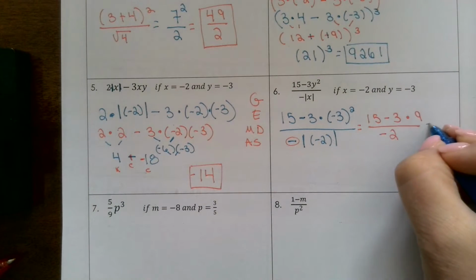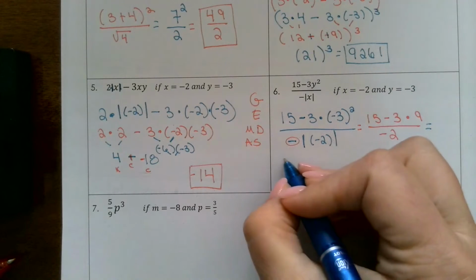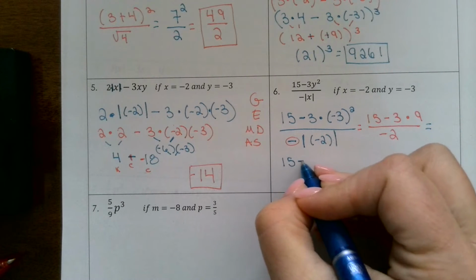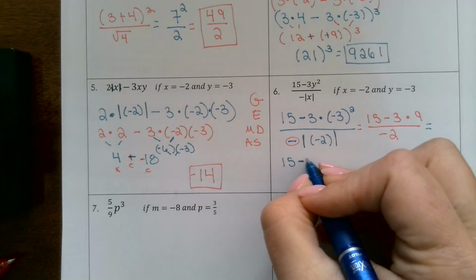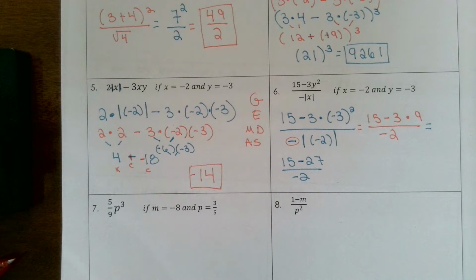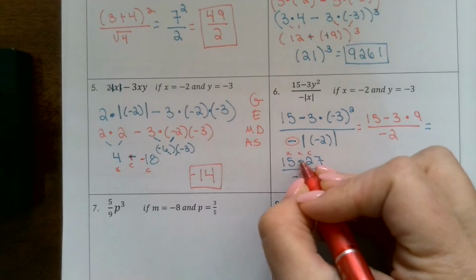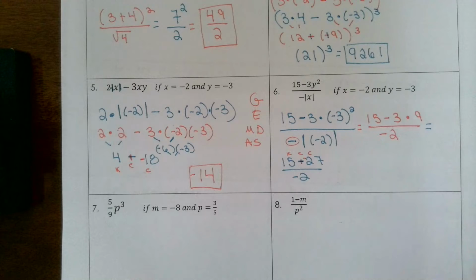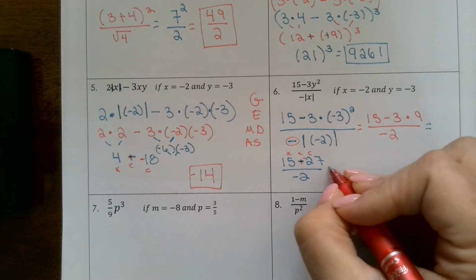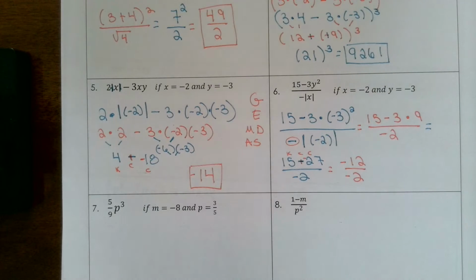The numerator has a few more steps. I have to multiply first. So I have 15 minus 3 times 9, which is 27, divided by -2, or over 15 minus 27. You can put that in the calculator, or you can keep, change. I've got 15 plus a -27, which equals -12, and it is over -2.